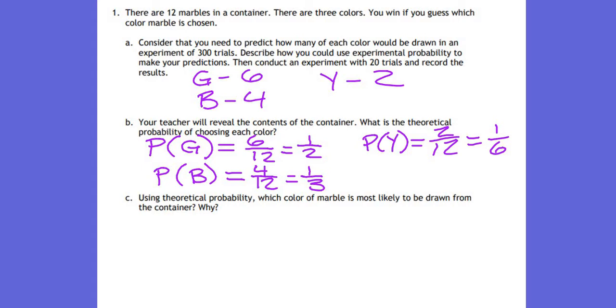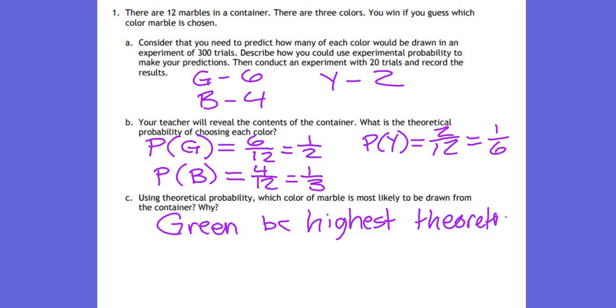So that kind of answers question C. What color of marble is most likely to be drawn from the container? Green. And why? I could say it has the highest theoretical probability, or I could say half the jar is green. I like the highest theoretical probability though, because it has the highest theoretical probability.